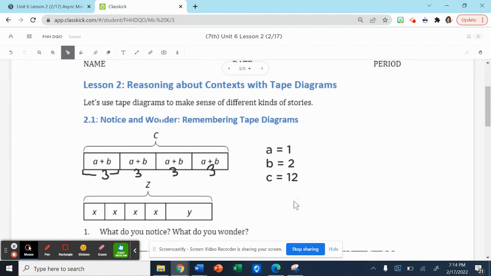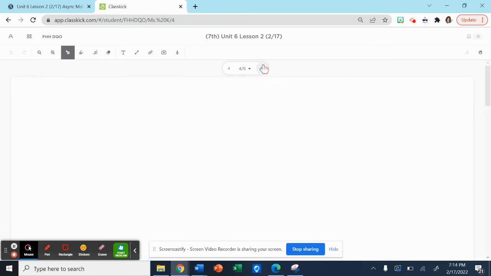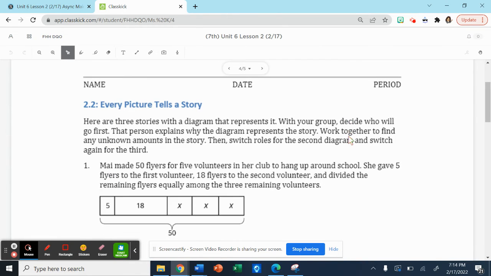Now, remember, today's learning target is to be able to use tape diagrams to write and solve expressions. On slide 4, we're going to look at some situations where these diagrams are connected to real-world situations. 2.2, every picture tells a story. If you're absent, you can ignore the directions at the top because you won't be working with a group today. Instead, we'll just focus on each of the individual questions.